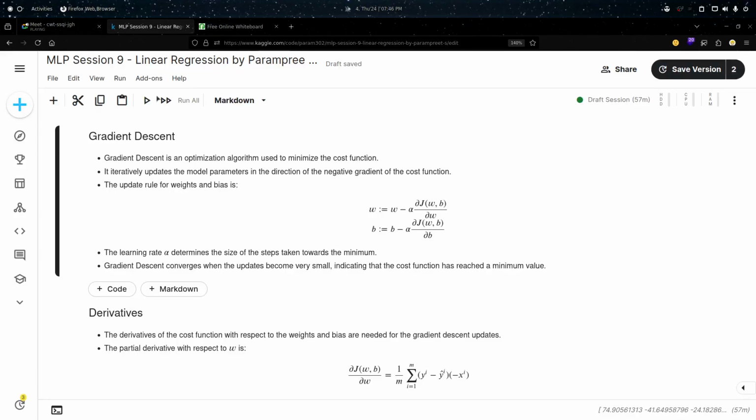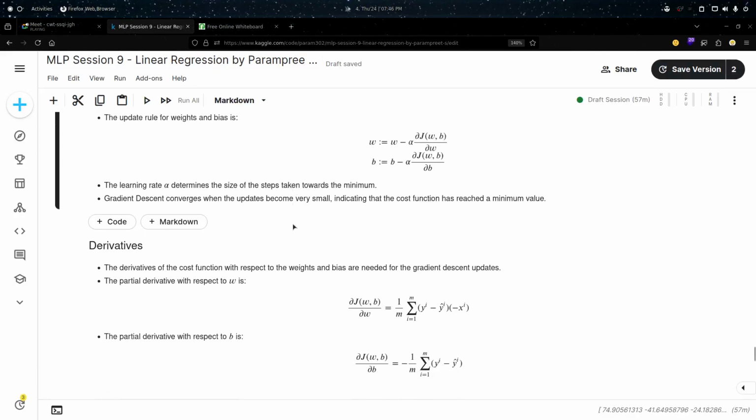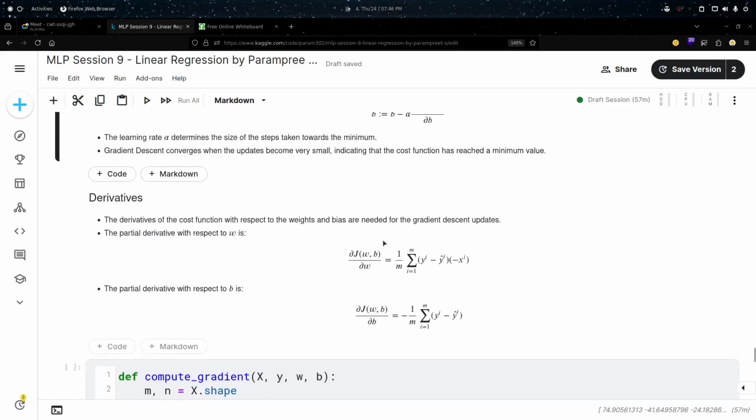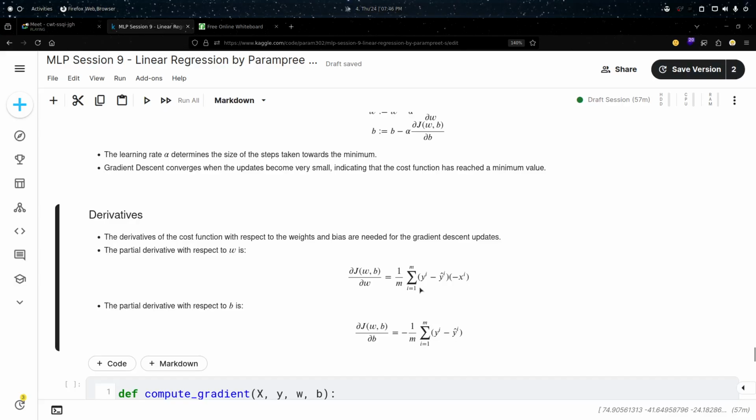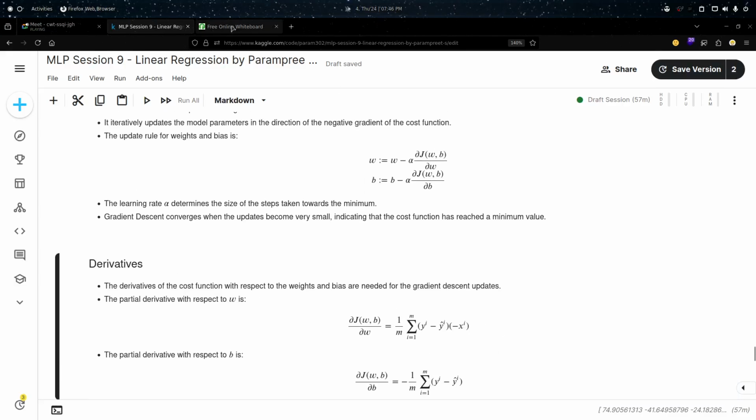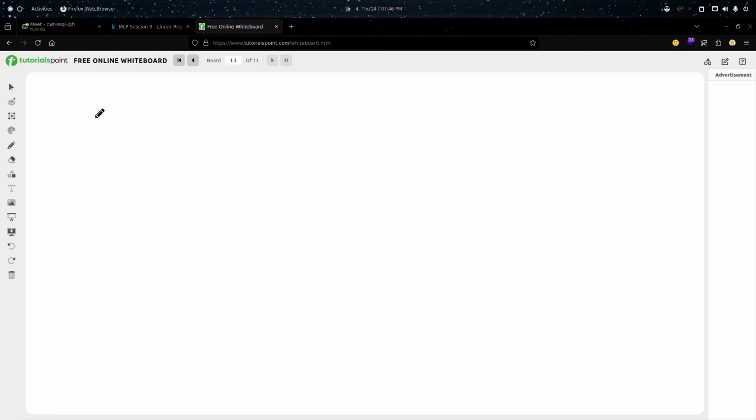Okay, now this is gradient descent, and this is the equation. Let me write it here. This is my cost function: y minus y hat, squared, divided by 2m. I'm using 2m just to cancel the 2 later. If I write it in expanded form, I get y minus (wx plus b), squared, divided by 2m. So this is the expanded form.